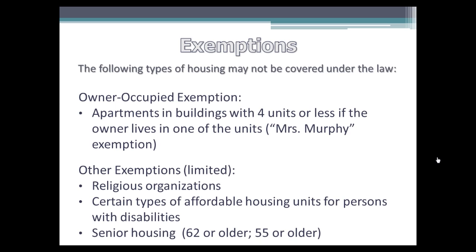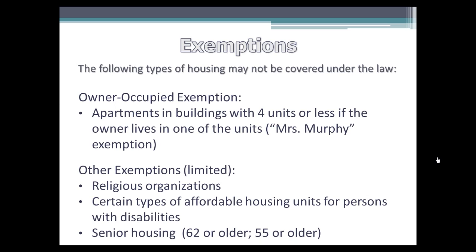Nonprofit religious organizations that administer residential housing, such as nursing homes or retirement communities, may give a preference to persons of their same religion. For example, the Lutheran Church may run a nursing home or retirement center. In that case, they can give preference to Lutherans if they want to.